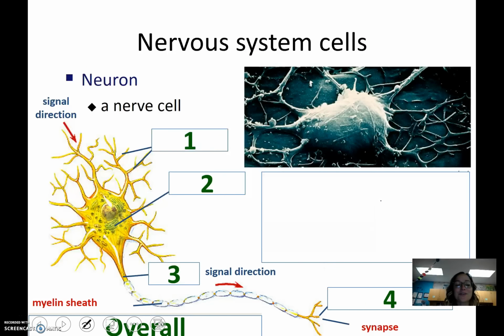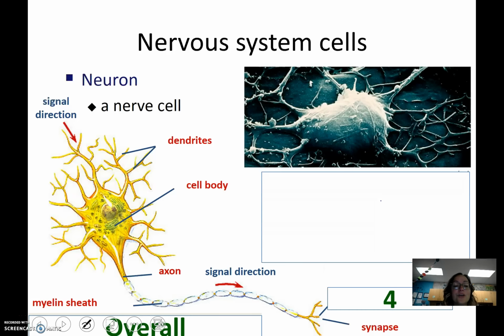All right, so when we look at our nerve cells, a reminder, your dendrites receive information. The cell body is what composes the main components of a cell: ER, nucleus, mitochondria, etc. You have your axon and then your axon terminal.